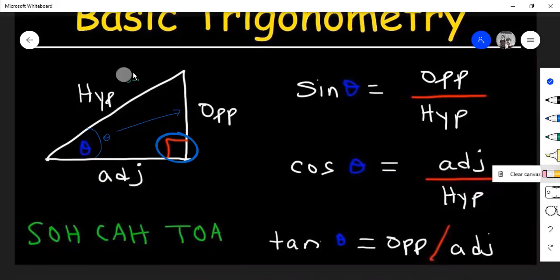Okay, the only way your adjacent can be is the one that is being connected by a 90-degree. So with that in mind, just remember: opposite is the one facing the angle, adjacent is the one connected by the 90 degree, and the corresponding one should be your hypotenuse.